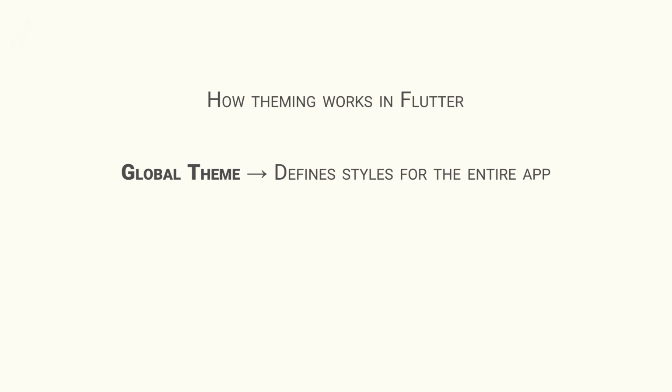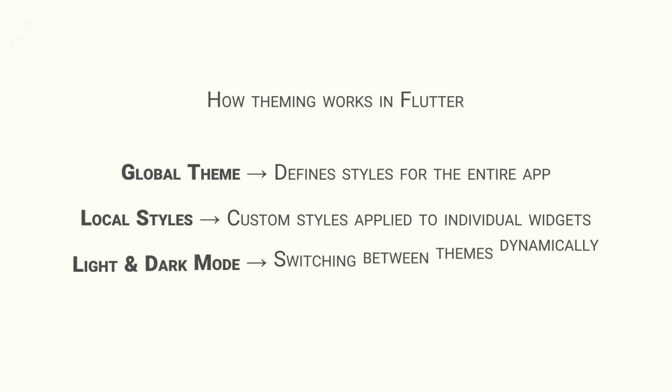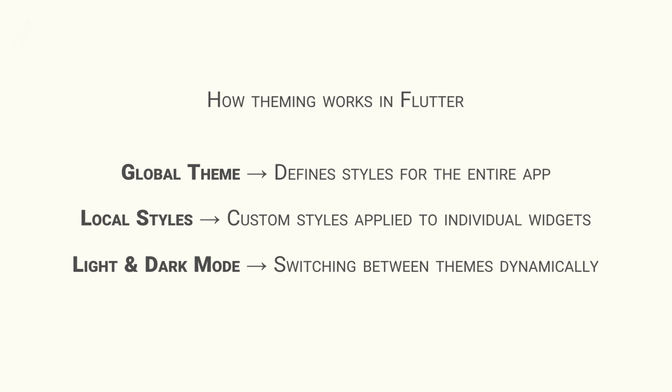In Flutter, we can apply consistent styling across the app using ThemeData. This allows us to define colors, fonts, and text styling globally, so we won't have to style each widget separately. How theming works in Flutter: global themes define styles for the entire app. Local styles are custom styles applied to individual widgets. Light and dark mode switch between themes dynamically. Let us start by defining a global theme using ThemeData.